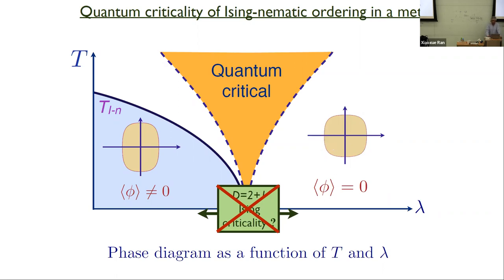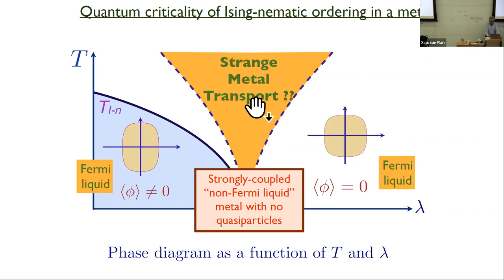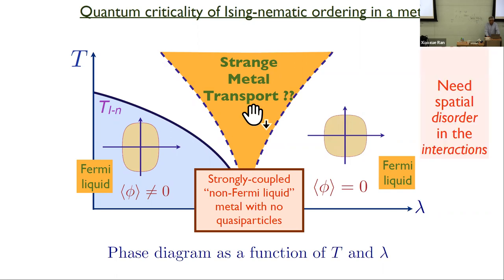I will tell you about the structure of this critical point. It turns out to be another example of a system which is now pretty well understood, which has no quasi-particles. This is also something you have studied in your quantum Monte Carlo. The question now is, if I go to this quantum critical region and measure it, do I get a strange metal? Do I get transport properties in particular that look like a strange metal? And the answer is definitely not. I'll show you why not, and that will also suggest a cure.